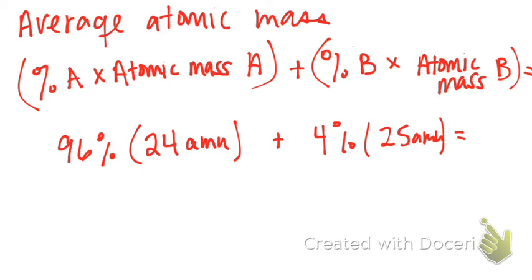Right? So what this says is that if I take out whatever element this is, which is made up, let's say I take out 100 molecules of it. 96 of them would have a molar mass or an atomic mass of 24. 4 of them would have an atomic mass of 25.